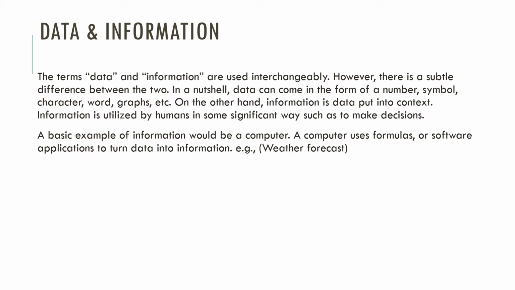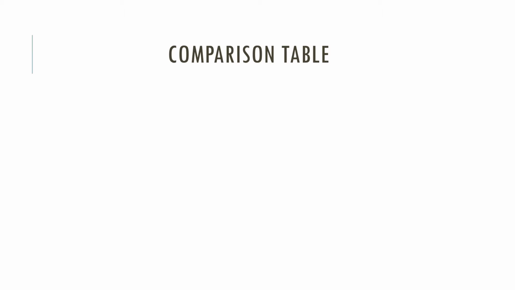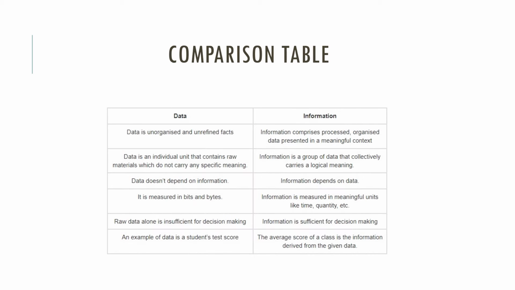Information is utilized by humans in some significant way, such as to make decisions. A basic example of information would be a computer. A computer uses formulas or software applications to turn data into information. Example, for weather forecast. Here we have a comparison table that further displays their differences.